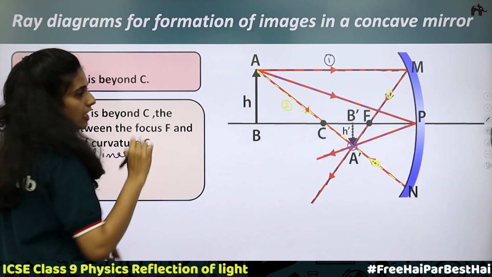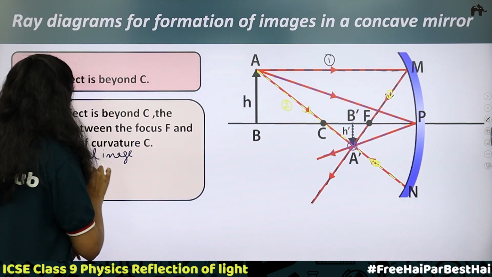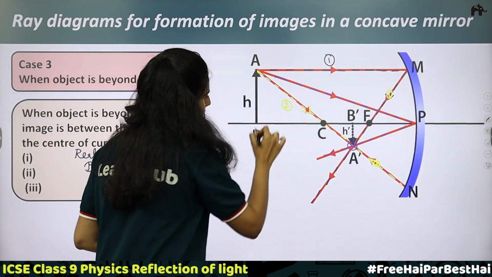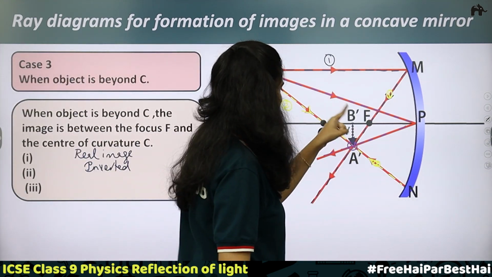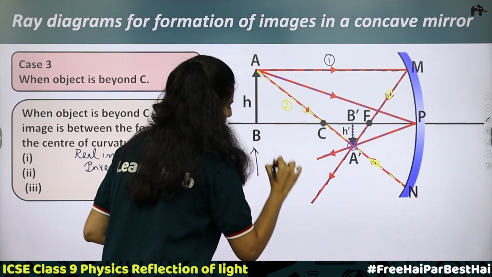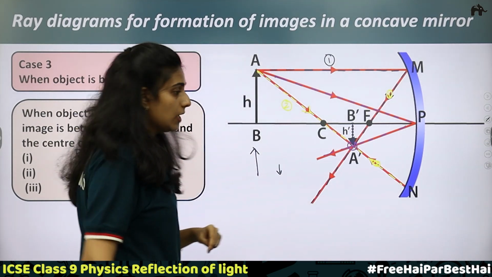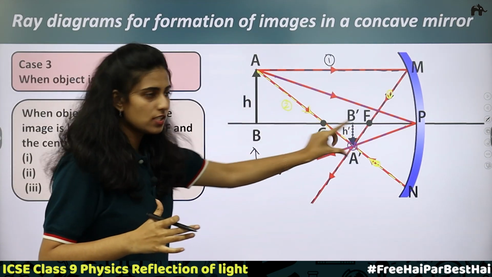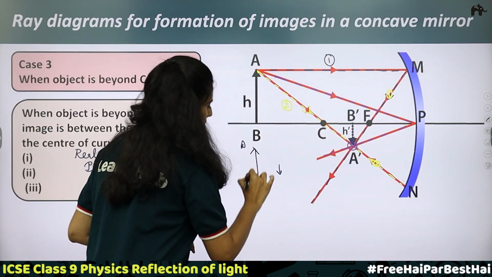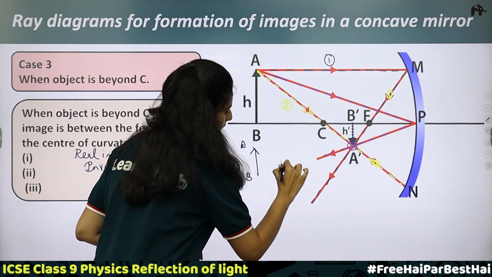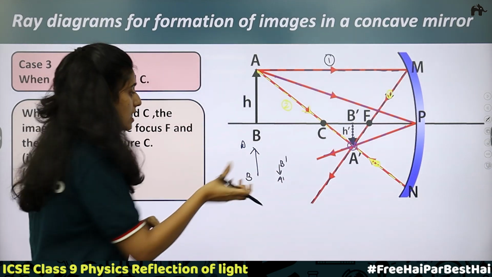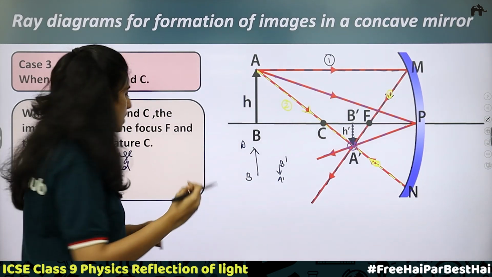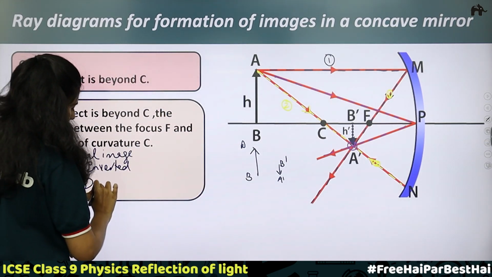Real images are always inverted images. Inverted images you can see. Here the object is AB and the image is A dash B dash. Object was in this way, the image is in this way. Now, the third property, what about the size? You can see that the size has reduced. This is AB and the size of A dash B dash has reduced. It has not become a point, so we can say it is not highly diminished, but still it is diminished.